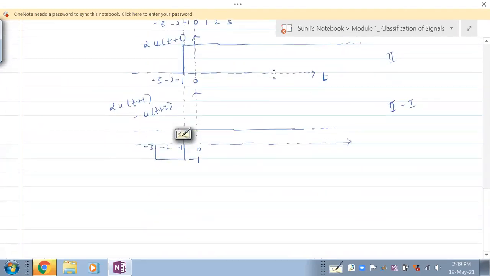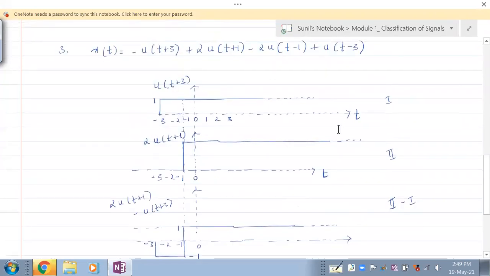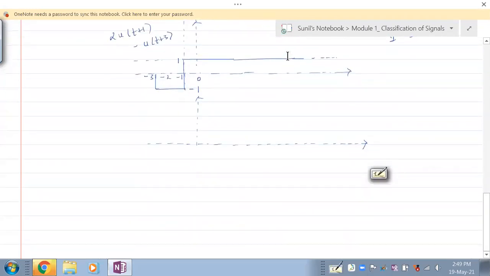So let's do that. What is 2u of t minus 1? Everybody, just sketch that. u of t minus 1 is a signal starting from 1. Since it is 2u of t minus 1, it is twice the amplitude of u of t minus 1. That means the amplitude would be 2, and it will range from 1 to infinity.